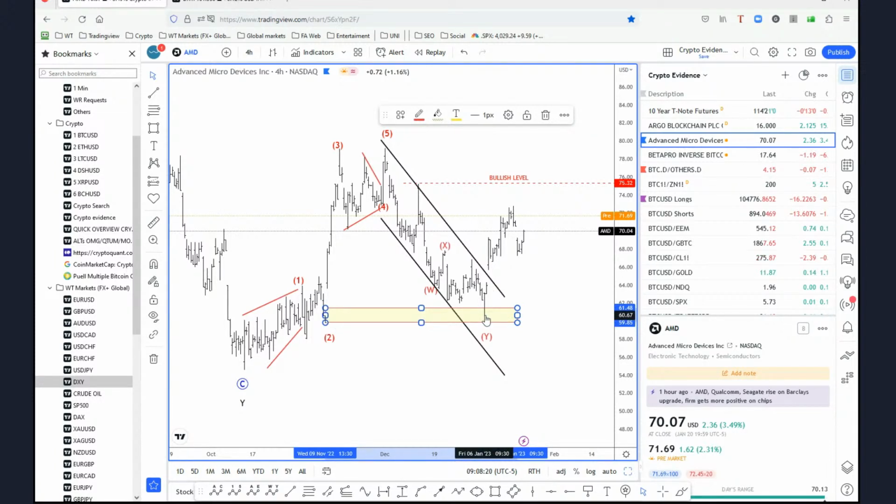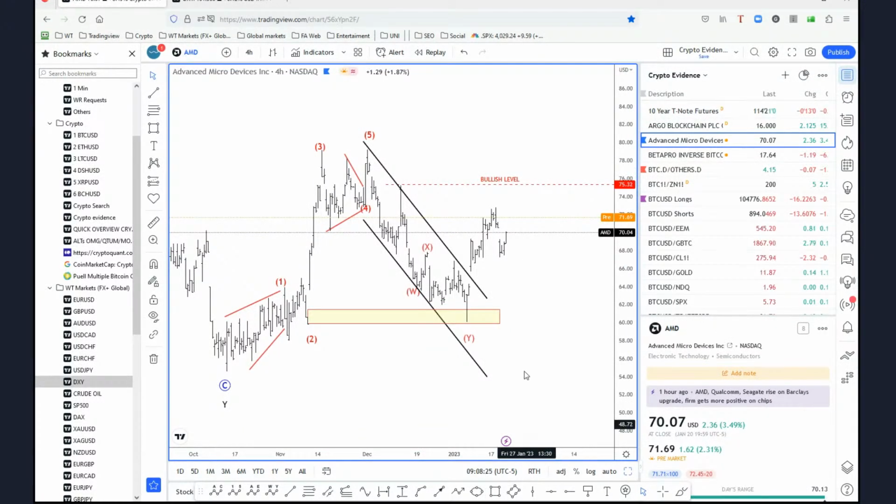More importantly, we have another strong bounce here. So in my opinion, we could see more upside here on the AMD stock. And if that's going to be the case, then you know that this could also be positive for the cryptocurrencies.